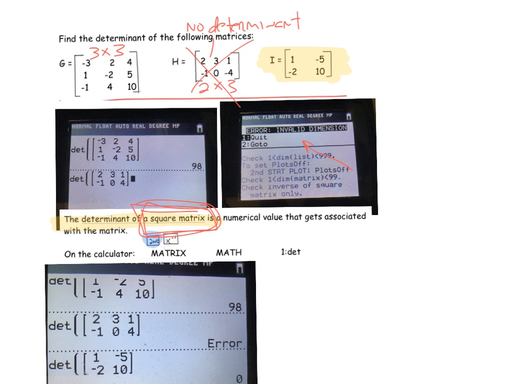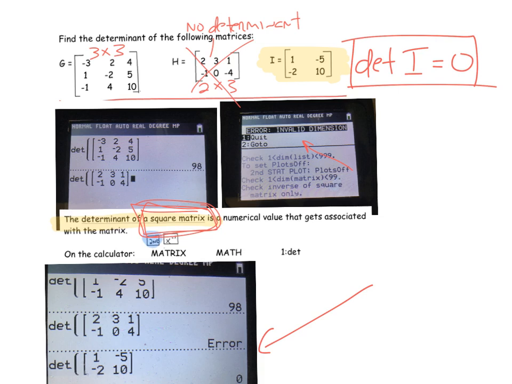Here, the determinant of matrix I turns out to be 0. And that's actually going to be pretty significant that the determinant turned out to be 0. Right now, it seems like we're not really doing anything. We're just trying to find a number that gets associated with this determinant. But you're going to see over the next few weeks, determinants are very, very useful in mathematics. So that's our first definition, the determinant of a matrix.